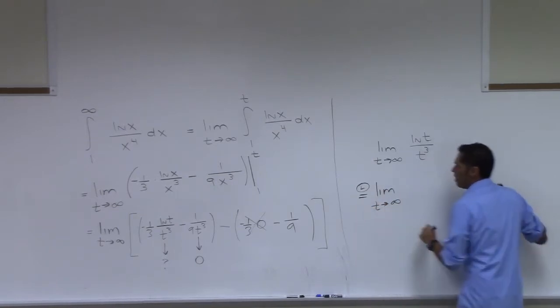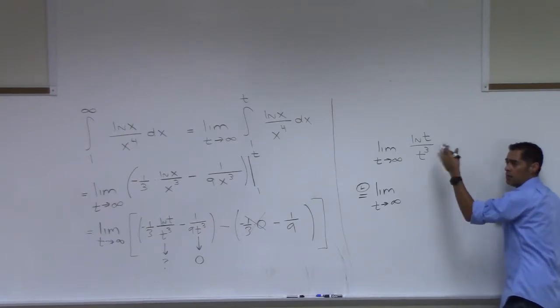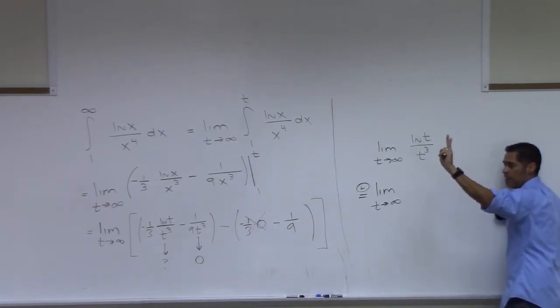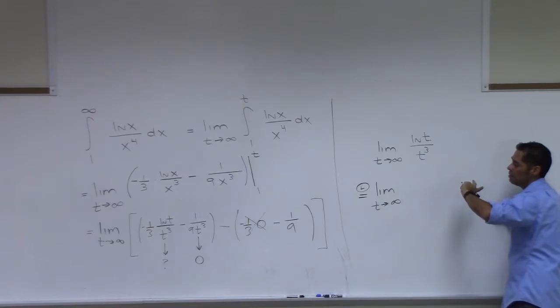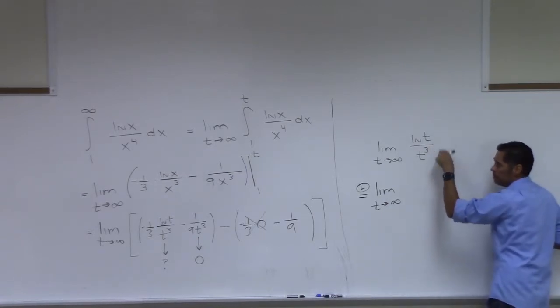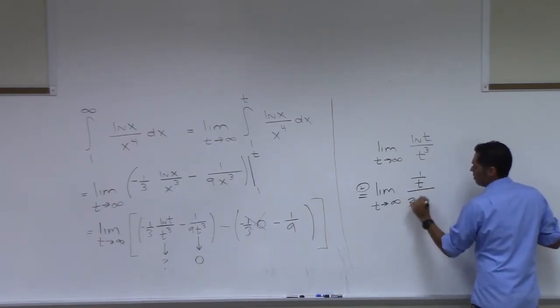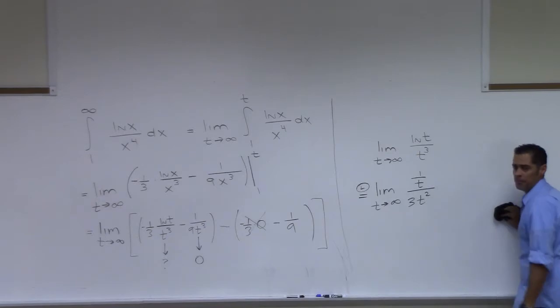So L'Hopital's rule says if you have infinity over infinity, or if you have what over what? 0 over 0. Those are the two things you need to use L'Hopital. So we have infinity over infinity, so then you take the derivative of the top and bottom separately. Derivative of the top here is 1 over t. Derivative of the bottom is 3t squared, right? 9t squared? Oh, we just did the L.